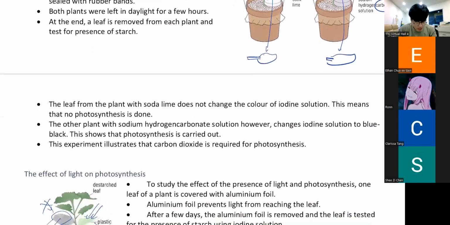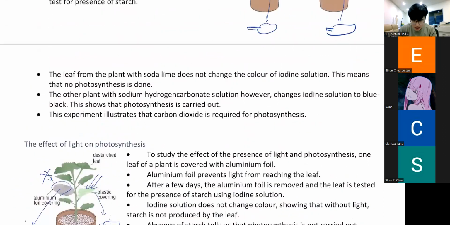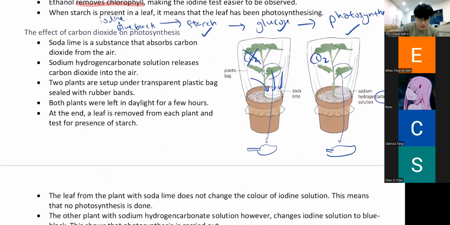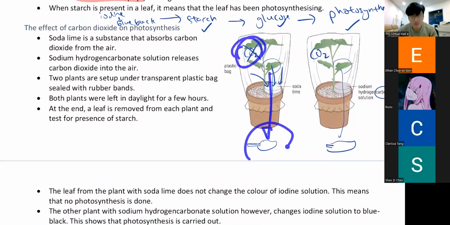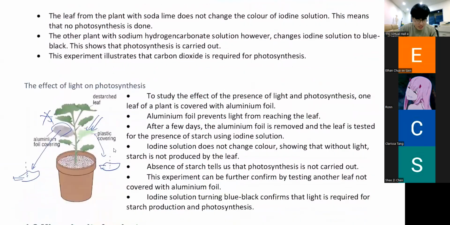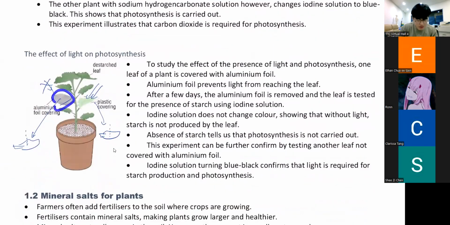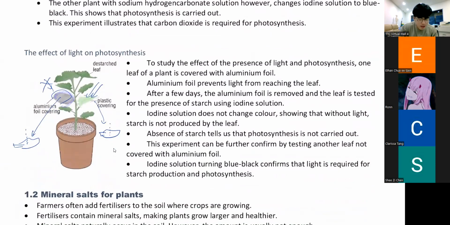I think I talked about this last week, right? If there's no carbon dioxide, this leaf will not turn blue-black. That means there's no photosynthesis. And same thing, if there's no sunlight, if I cover a piece of leaf with aluminum foil, this will not turn blue-black because there's no sunlight, so there will be no photosynthesis.